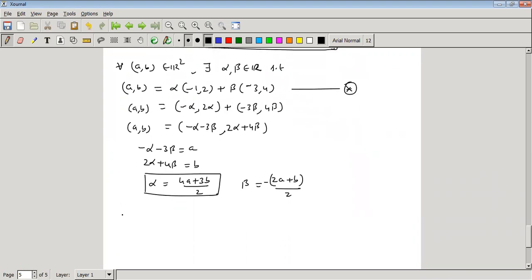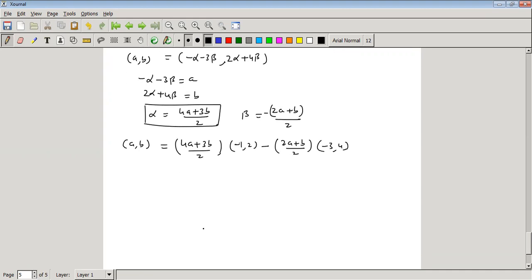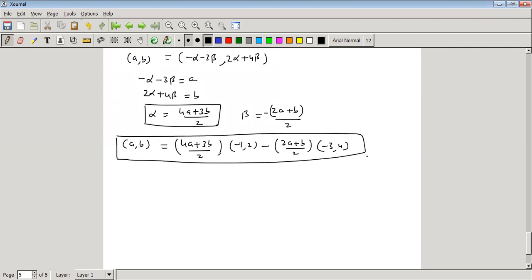So any element (a, b) in R2 can be written as (4a plus 3b) by 2 into (minus 1, 2) plus minus (2a plus b) by 2 into (minus 3, 4). Again, this is important because when we use the transformation and get an element in R2, any element in R2 can be written as a linear combination of the elements of the basis. Let this be 2.